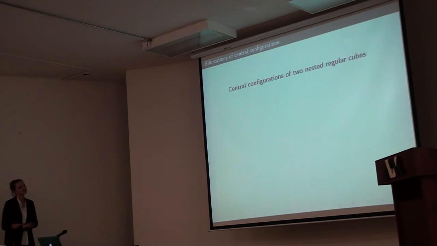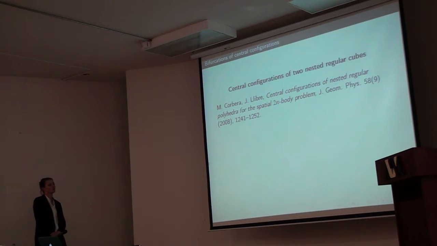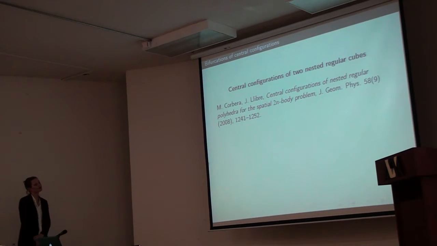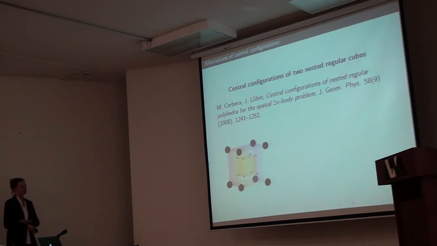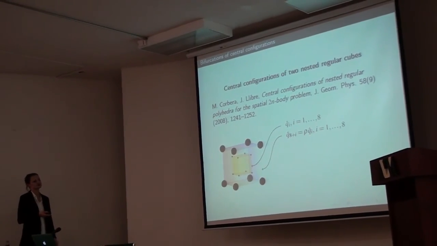And the last example is for the spatial n-body problem. Here we have a family which was proved by Corbera and Llibre in 2008. So we have 2 nested regular cubes. The size of the first one is fixed. The size of the cube is equal to 1. So we have fixed positions. And the second cube will be scaled, and rho here is a scaling factor.